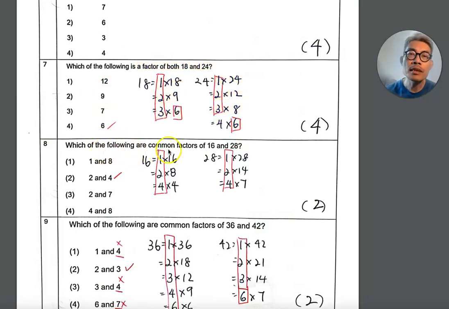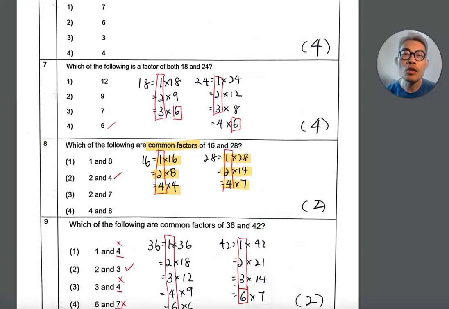Next one, which of the following are common factors of 16 and 28? When we talk about common factors, it's like saying which of the factors appear in both of these sets of numbers. So for 16, 1 times 16 is 16, 2 times 8 is 16, 4 times 4 is 16. For 28, 1 times 28 is 28, 2 times 14 is 28, 4 times 7 is 28.